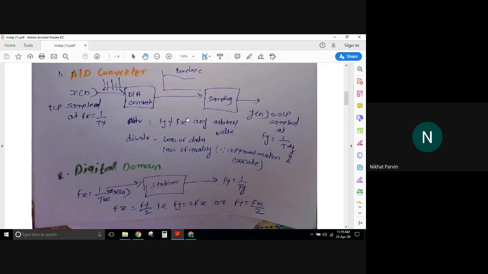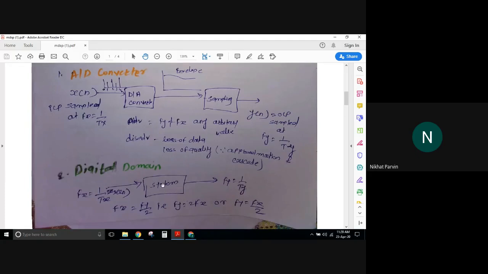So if I compare these two, in the A by D case fx or fy may be any arbitrary value. They need not have any kind of relationship with each other. That means fx greater than fy, or vice versa, or anything. We are least bothered. But in the digital domain, as you are not doing many approximations, we concentrate more on the relationship between fx and fy. Maybe fx is greater than fy, or fy is greater than fx, anything. Some sort of relationship we have to maintain.